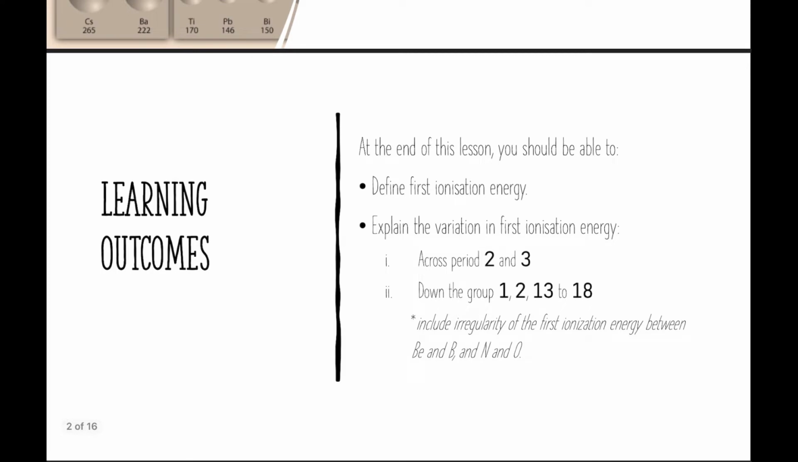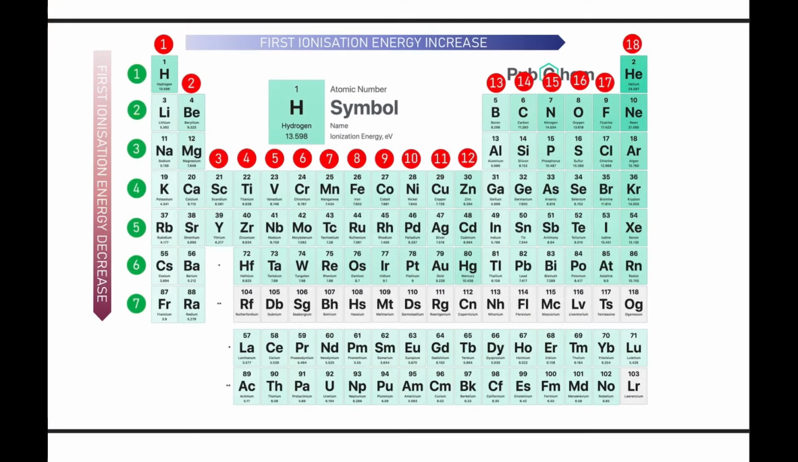At the end of this lesson, you should be able to define first ionization energy and explain the variation in first ionization energy across periods 2 and 3, as well as down groups 1, 13 and 18. This will include the irregularity of the first ionization energy between beryllium and boron, as well as nitrogen and oxygen. Generally, the first ionization energy increases across the period and decreases down the group.